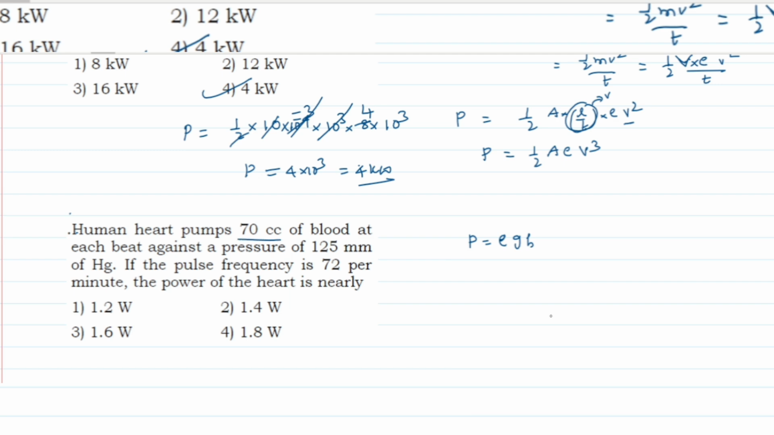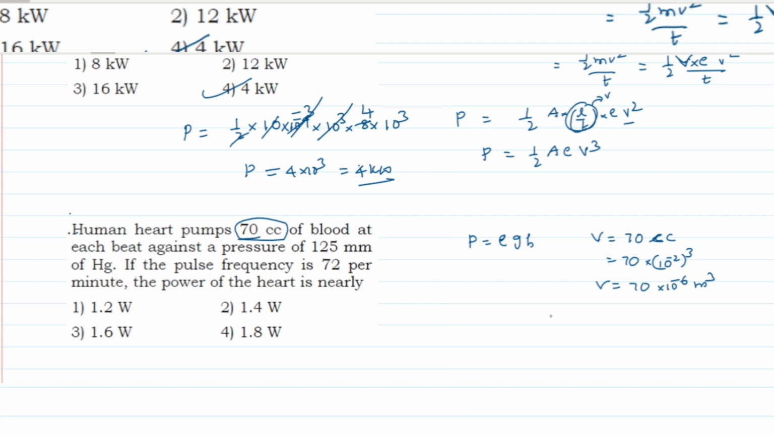Here it's going to be pumping 70 cc, right? Its volume is given as 70 cubic centimeter. You have to convert cubic centimeter: 1 centimeter is 10 power minus 2 meter, so 10 power minus 2 whole cube. So the volume will be 70 into 10 power minus 6 meter cube.